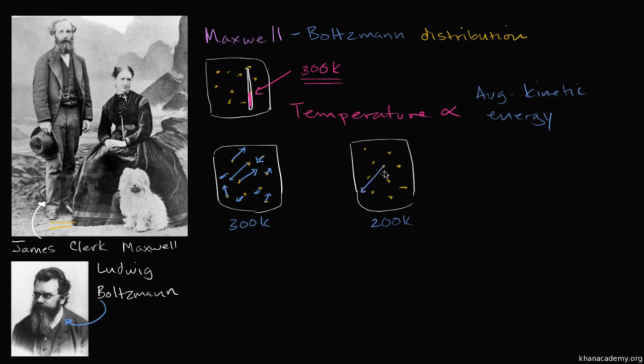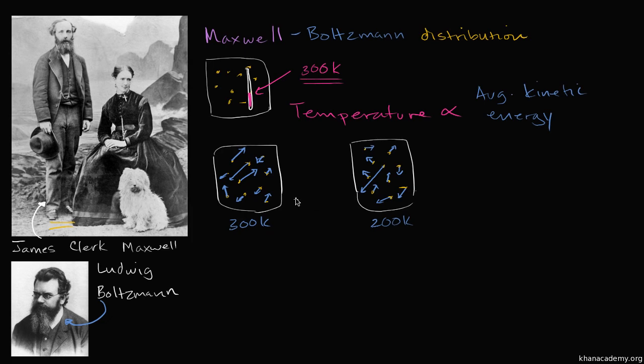So if you were to now compare it to this system, you could still have a molecule that is going really fast. Maybe this molecule is going faster than any of the molecules over here, but on average the molecules here have a lower kinetic energy. That doesn't mean all of these molecules are necessarily slower than all of these molecules, but on average, they are going to have less kinetic energy.